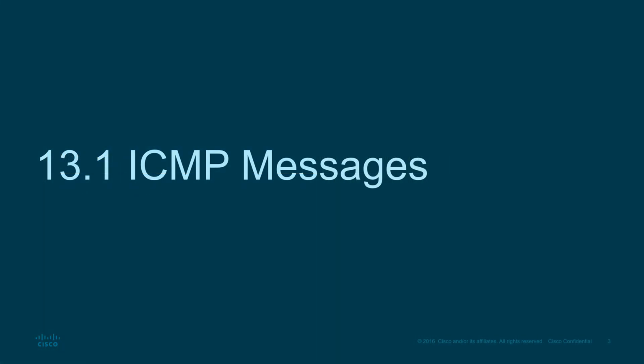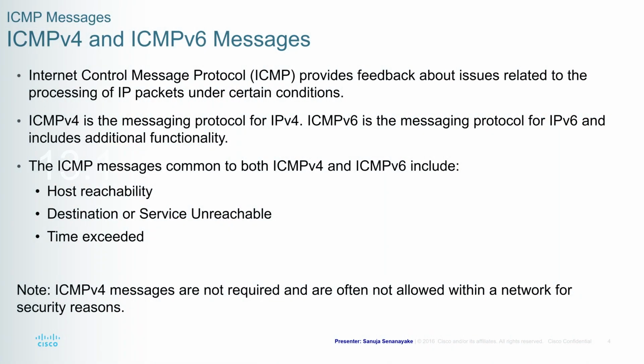ICMP messages. The ICMP version 4 and ICMP version 6 messages. The Internet Control Message Protocol, also known as ICMP, provides feedback about issues related to the processing of IP packets under certain conditions. ICMP version 4 is the messaging protocol for IPv4, while ICMP version 6 is the messaging protocol for IPv6 and includes additional functionality.